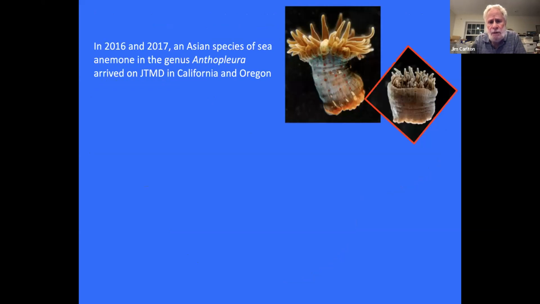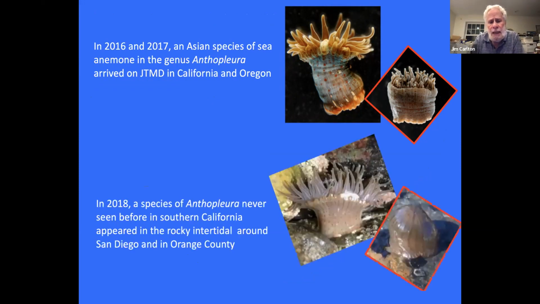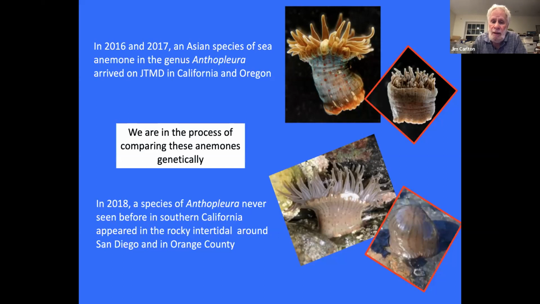That anemone that came in was very distinctive. We recognized it as a member of the genus Anthopleura. There's a bunch of Anthopleuras in Asia, in the Western Pacific. This was very much unlike any of them known from North America. Several different names, a little complex taxonomy. And in 2018, which I think is not a coincidence, an Anthopleura never seen before began appearing in the rocky intertidal of Southern California. It looks awfully much the same and is now becoming very abundant. And we're trying to compare these anemones genetically to see if in fact they are the same.